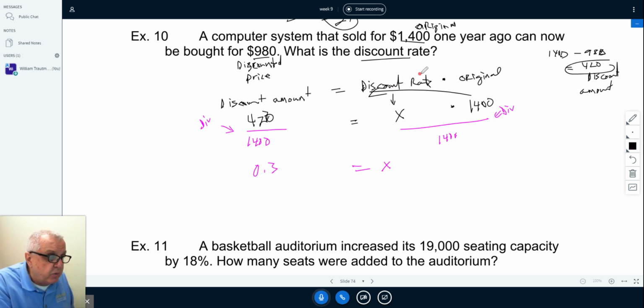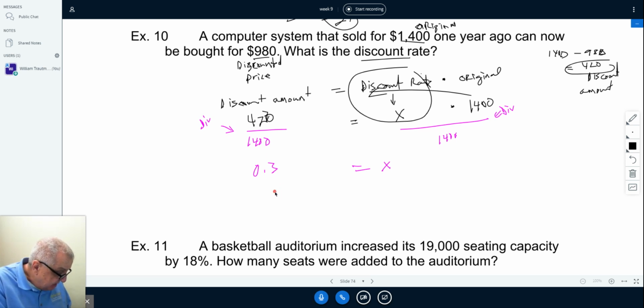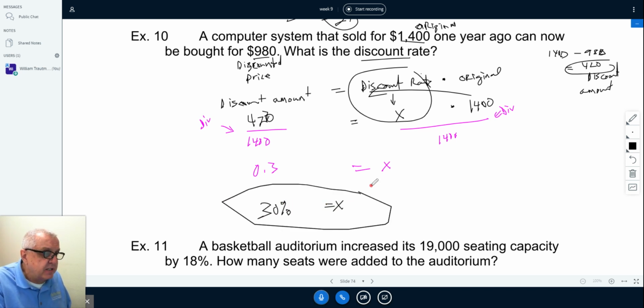We want to know the rate. Rate is always in percentage. So I'm going to put this into my calculator to change it to percent. I have it in my calculator already, 0.03. I hit second and that change to percent button. Not percent button, the change to percent button. And this is 30%. So the discounted rate was 30%.